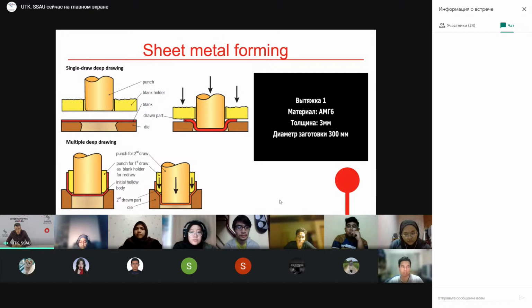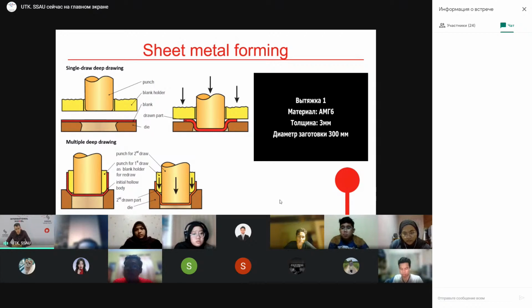If we want to receive a cup of smaller diameter, we can divide this operation in several steps. Lower you see a picture of multiple deep drawing, when we decrease the diameter of the cup which was produced on the previous step, and repeating this process, we can obtain a part of desired diameter. I want to show you some video of this process so you can understand how this occurs in reality.